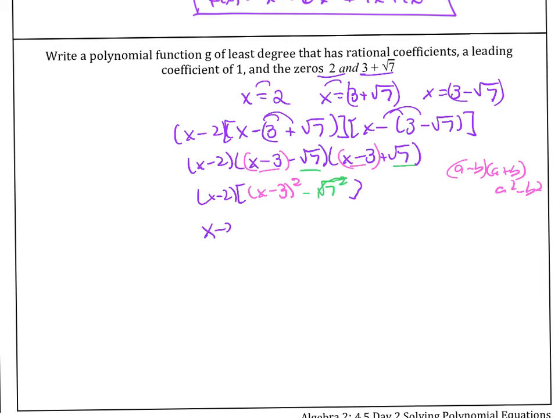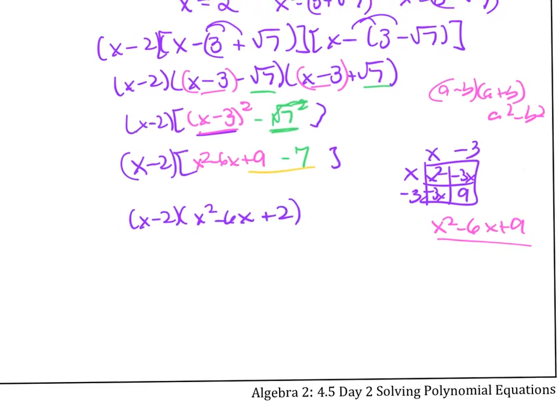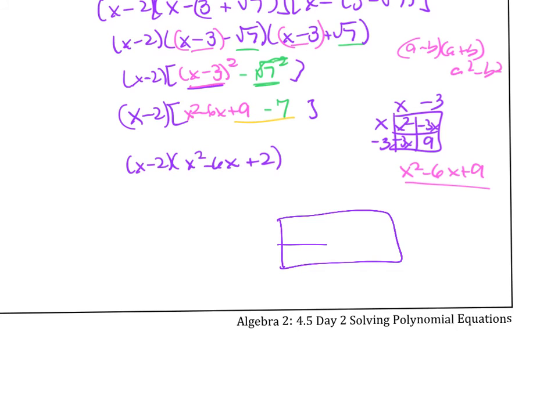So simplifying this is x minus 2. And then we have to expand the x minus 3 squared. So that's x squared minus 3x minus 3x plus 9. So that will become x squared minus 6x plus 9. So that's the pink. So that'll be x squared minus 6x plus 9. And then this here just becomes a negative 7. So simplify that. We have x minus 2 times x squared minus 6x, and then a plus 2. So then we multiply that through again.